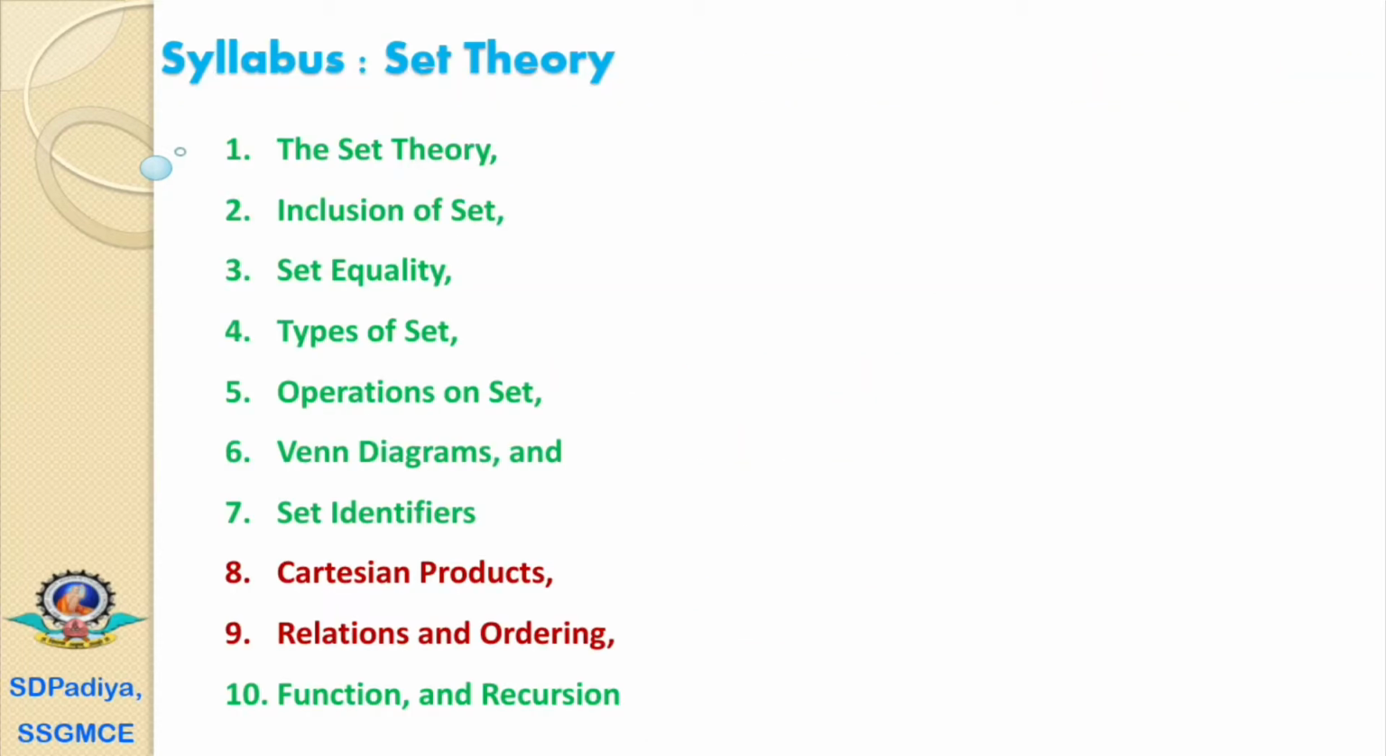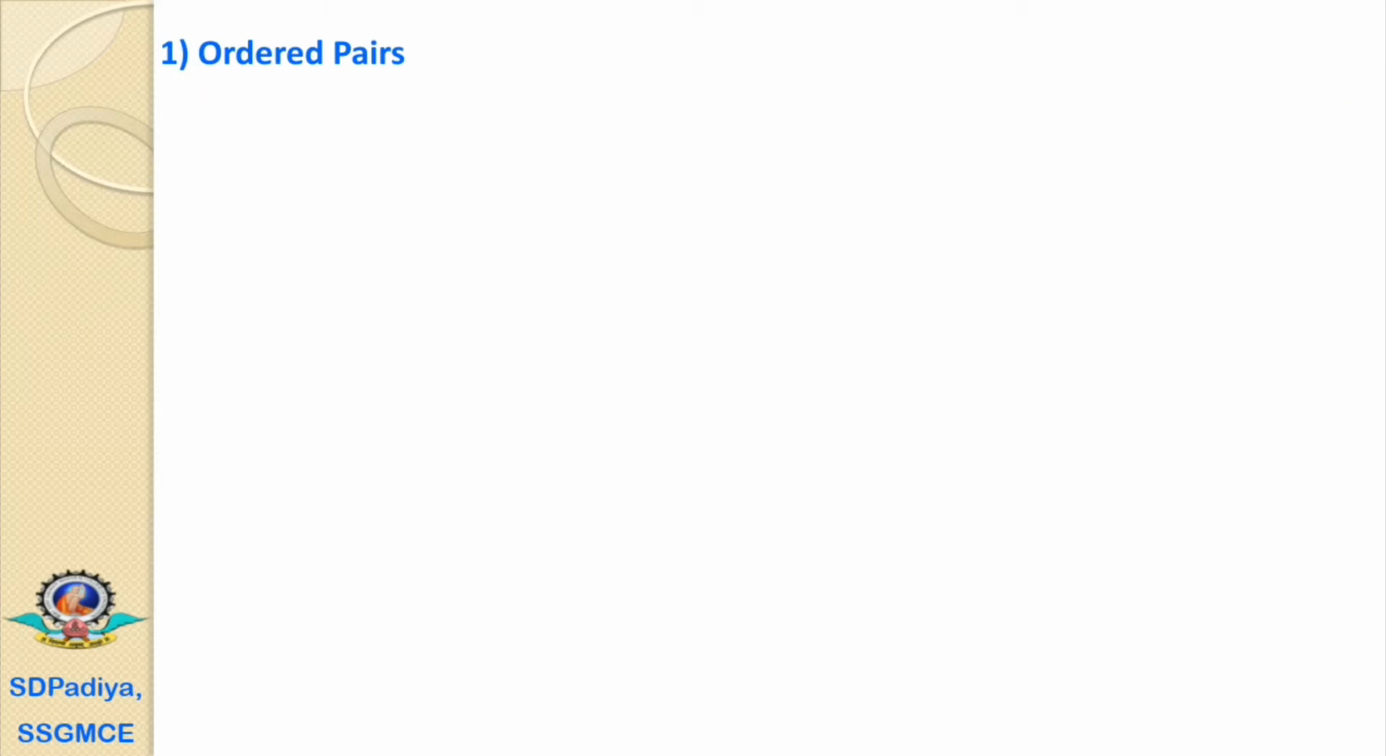In our previous videos, we have covered set theory, inclusion of the set, equality, types of sets, operations on the set, Venn diagrams and the set identities. And now we'll continue with Cartesian products and relations and ordering. Before the Cartesian products, we'll see what ordered pairs are.